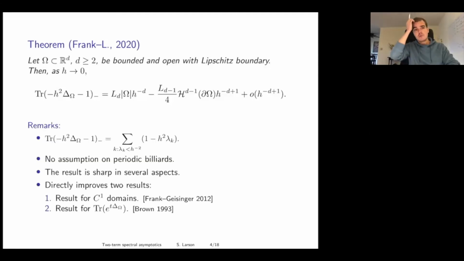Okay, so I have a few remarks on this. First off, for those of you who are not used to working with these Riesz means, you can write out the trace explicitly. So you're summing over the same eigenvalues that appeared in the counting function on the previous slide, but now we're not just counting the number, but we're summing something that depends on the eigenvalues.